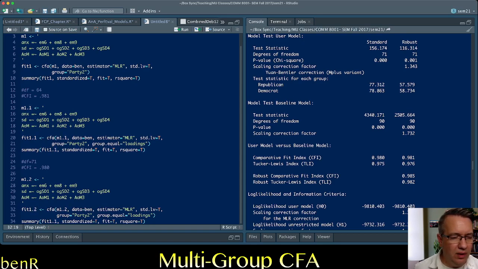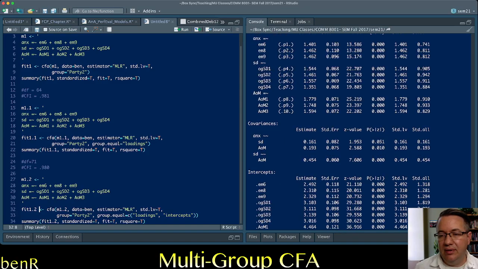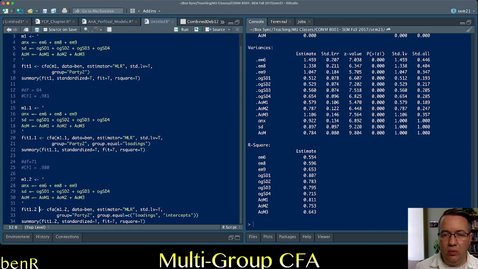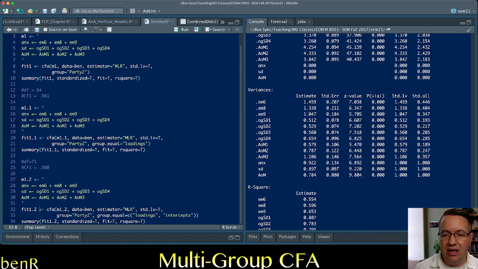So that gives us weak or metric invariance, and our next step is to establish strong or scalar or intercept invariance. And to do that, we need to just add intercepts to this group.equal line. However, this could create a problem for us because we have loadings and intercepts, so we're giving R a list of commands, and anytime we list in R, we need to do c parentheses. So, c parentheses, loadings, comma, intercepts. And this will constrain the item intercepts to be equal.